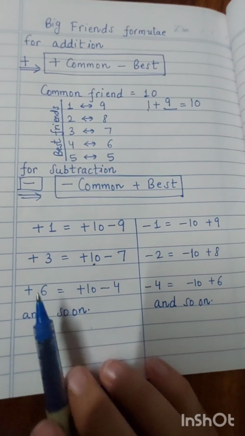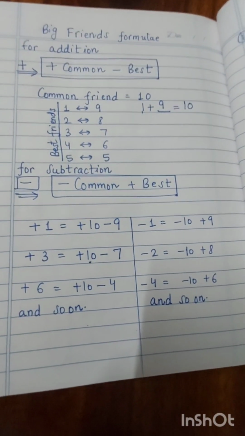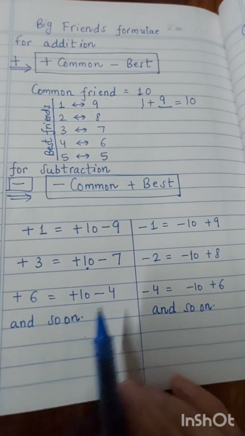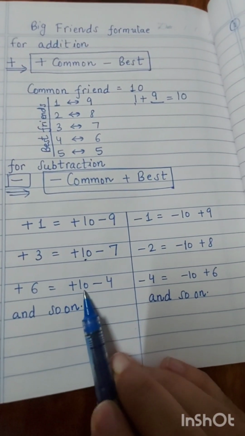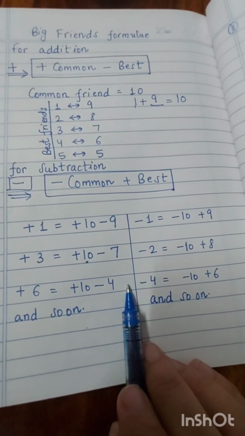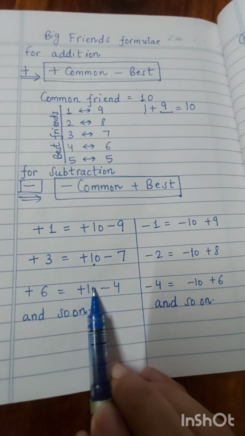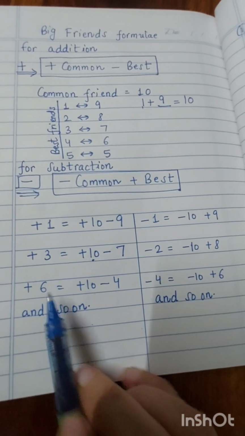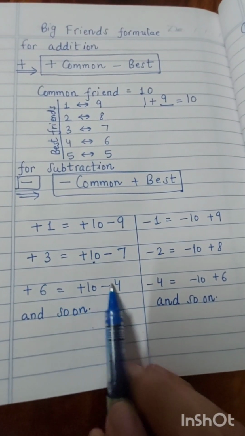Similarly, if we want to add 6 beads, but we don't have 6 beads to add, then how will we add? We will add the common friend and we will subtract the best friend. We will add 10 and we will subtract the best friend of 6. What is that? That is 4. So we have to do this.